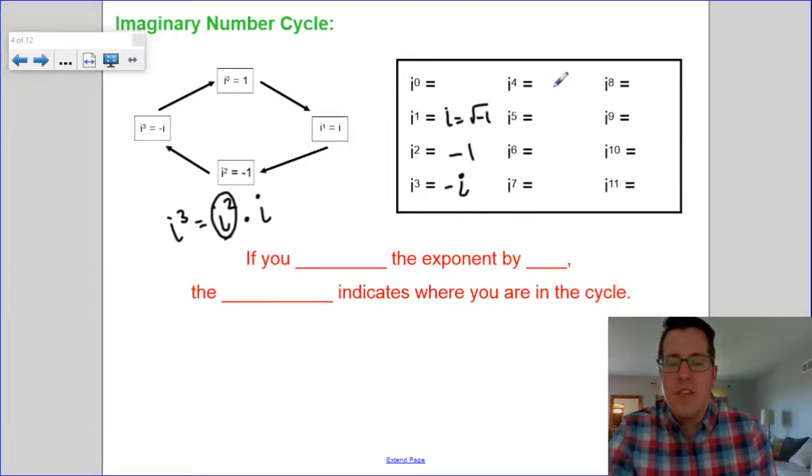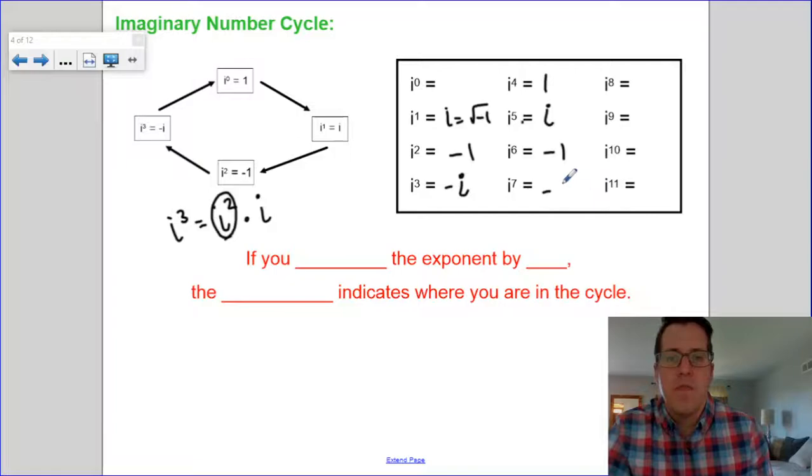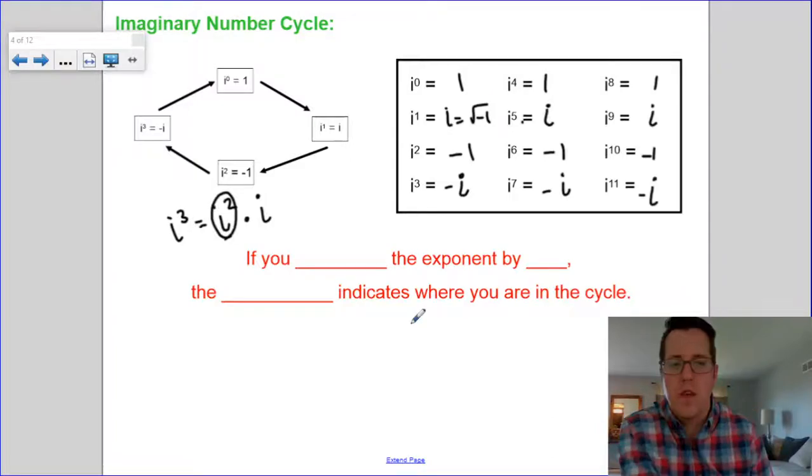Well then, i to the fourth, in the same manner, would be i squared times i squared, just by using our regular properties of exponents. So that would be +1. If I take i to the fourth times i, I would have 1 times i, which is i. And we notice that we get this same pattern over and over again, which is another nice reminder that anything raised to the 0 power is 1. This pattern can really save us some time.